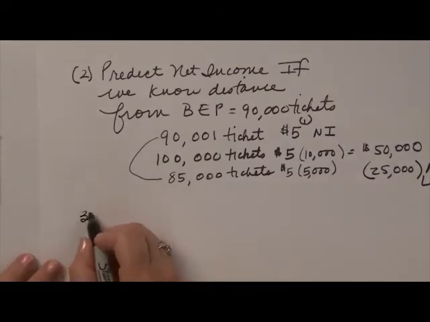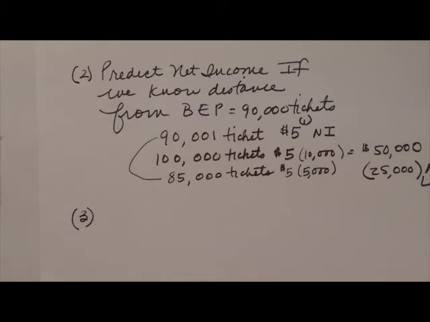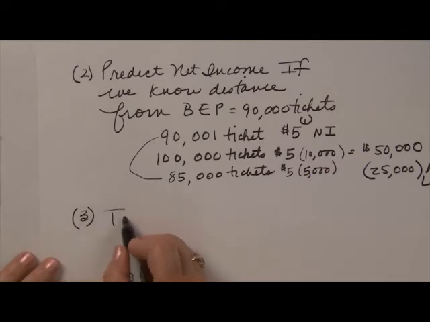The third thing we can do, which is very handy with break-even analysis, is that we're generally not satisfied just to break even, and we may have a target net income.